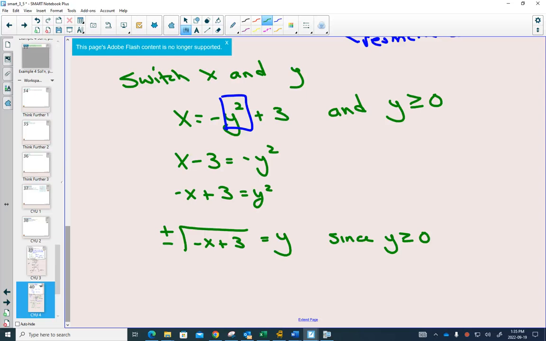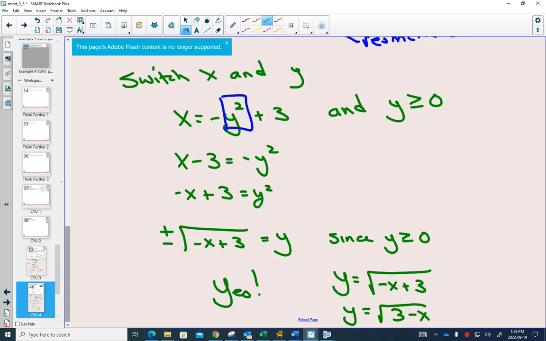Anytime I have a negative out front, I would get a negative number. So since y is greater than or equal to 0, then the only answer is the positive one. Y equals the square root of negative x plus 3. We check how the equation was written. Can you see that this is the same as this? Negative x plus 3 is the same as 3 minus x. And so the answer to this one algebraically is yes, they are inverses.